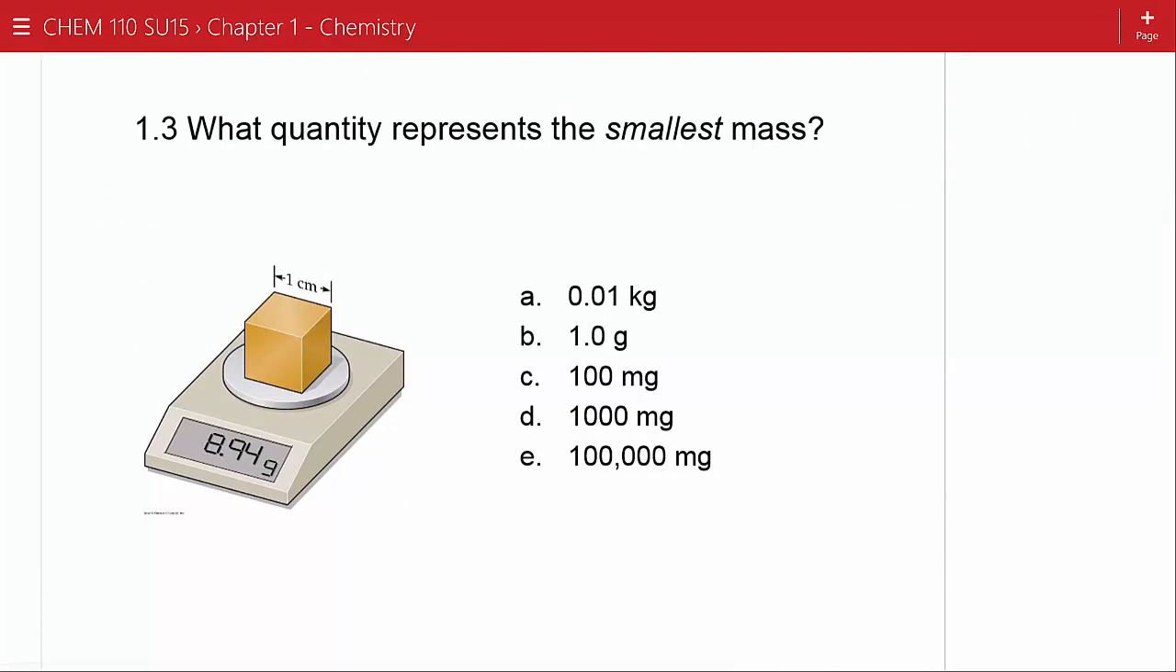All right. What quantity represents the smallest mass? This one's a little trickier. So I'll give you guys a minute to work on this, but one trick I might do is try to convert them all to the standard unit, which in this case is grams, and then compare them. Otherwise, it can be more difficult. So I'll give you guys a minute too, but try to convert all of these units to grams.